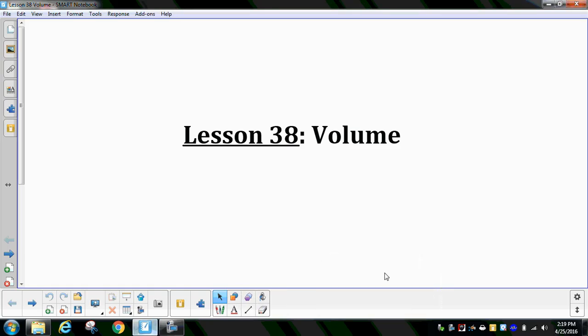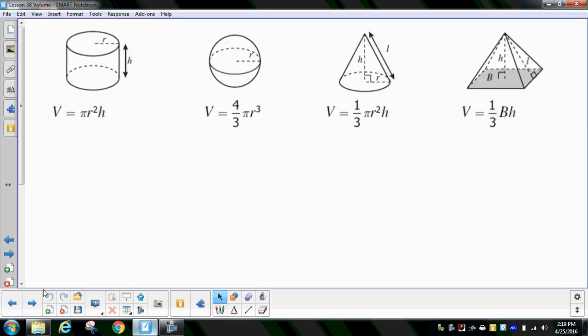Hey y'all, we're going to talk now about volume of 3D figures. So we did surface area, now we'll talk about volume. And basically the volume is how much space is inside that figure. So, how much water can we put in this cylinder or this sphere or cone or pyramid.